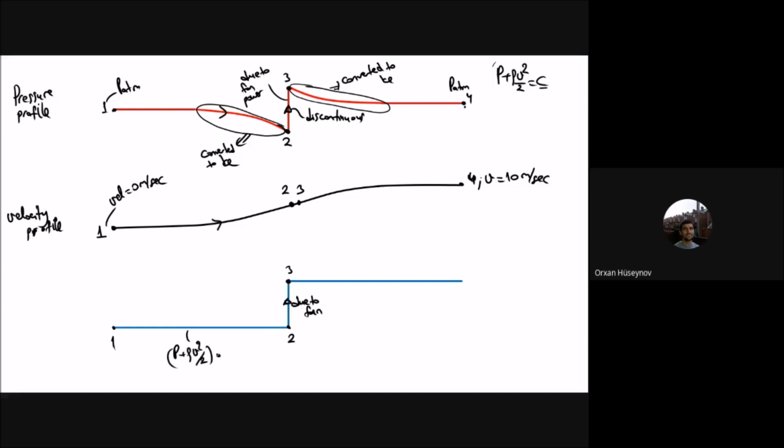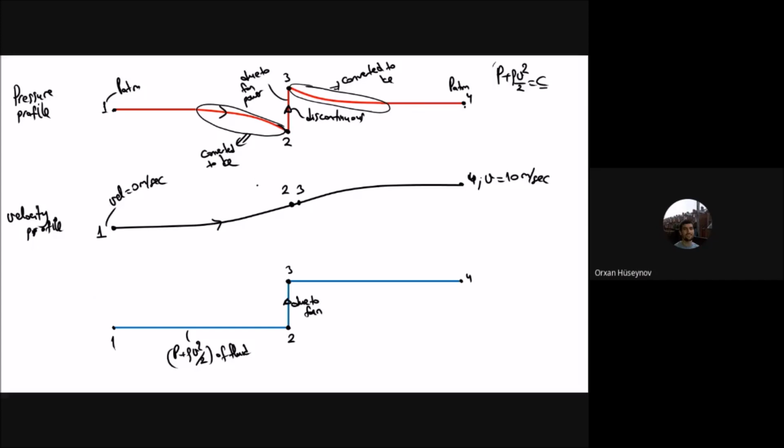This is the energy of the fluid. But when you go from 2 to 3, the energy of the fluid will increase due to the work of the fan. The work of the fan will add some more energy to this total, and that total will increase up to point 3. Then from 3 to 4 it will again be constant, because there is no work producing or work consuming device. So this is the profile that we'll see.